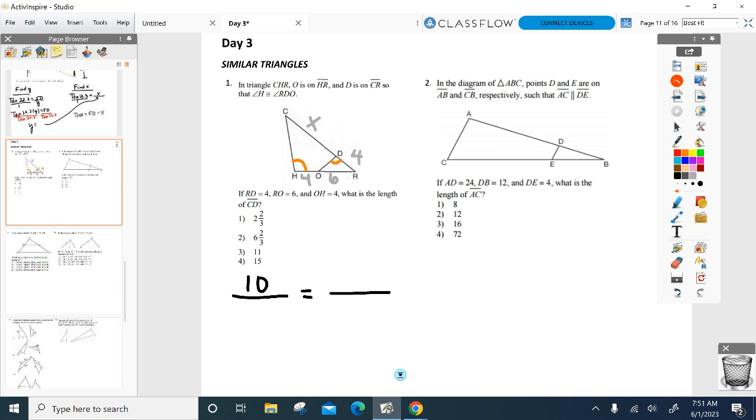But now what I've got to figure out is, what does HR match up with in the smaller triangle? What does HR, 10, match up with in the smaller triangle? That's what we have to figure out, because that's what I'm going to put underneath 10. What would HR match up with in the smaller triangle? The 6 or the 4 here? And be careful, it's tough.